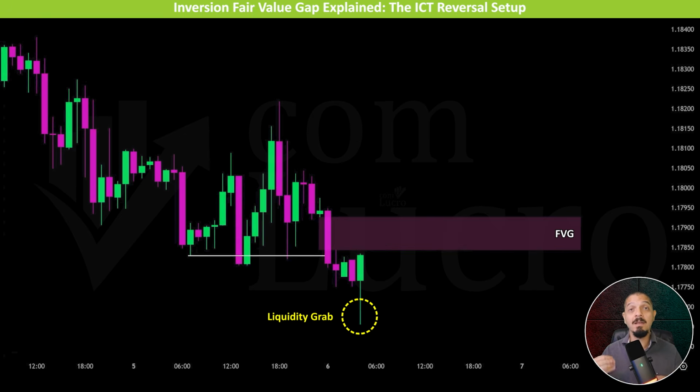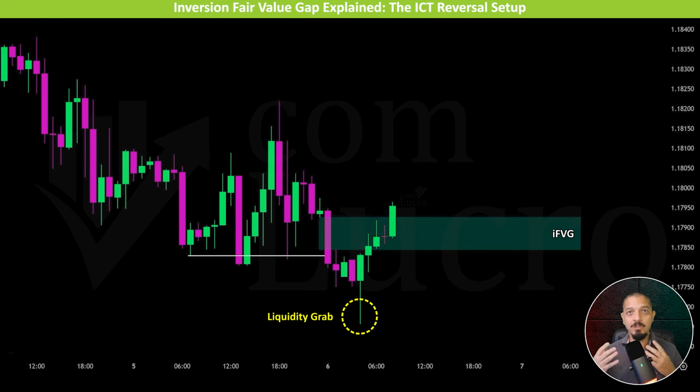Above the current price, however, we can also identify a fair value gap that reflects bearish momentum. Under normal circumstances, we would expect price to reject that FVG and continue pushing lower. In this particular case, though, the liquidity grab below the lows suggests that the market may actually be preparing for a reversal. Because of that, let us move the chart forward and observe how price reacts next.